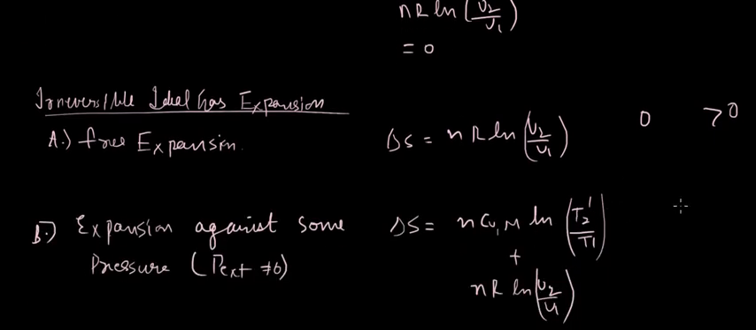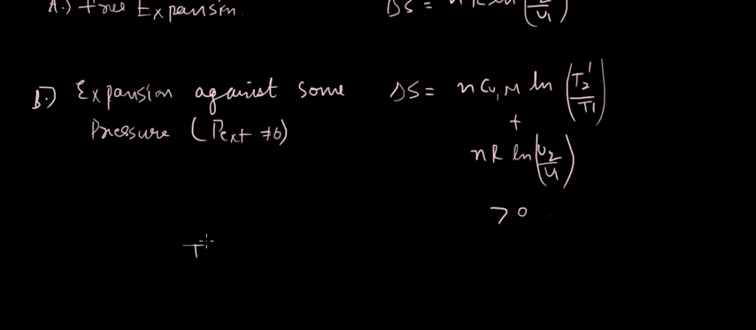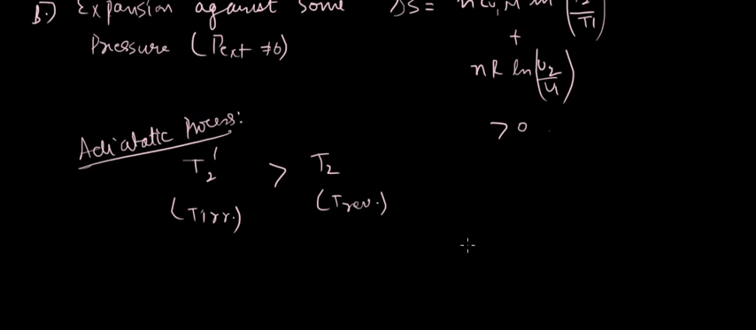But in this case, this term would be a positive term. Why? Because we know that T2', which is nothing but T irreversible, would be greater than T2, which is nothing but T reversible in the adiabatic process. Okay, and why would this be the case?